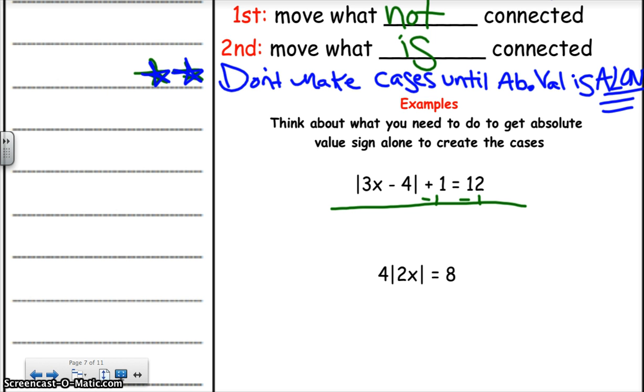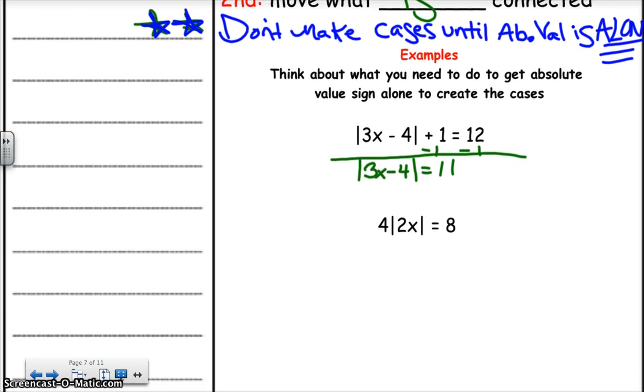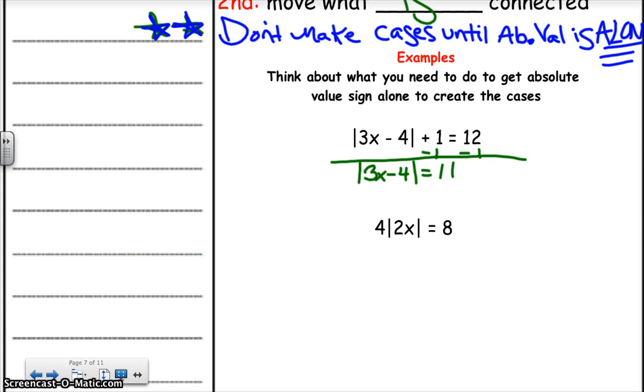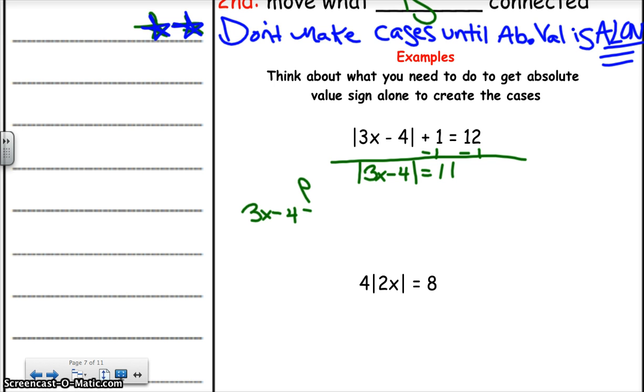Now I have the absolute value of 3x minus 4 is equal to 11. Is my absolute value sign alone now, yes or no? Yes. Create my cases. So now I can create the cases. Case 1 is my positive case: 3x minus 4 is equal to a positive 11. And then I can create my negative case: 3x minus 4 is equal to negative 11.